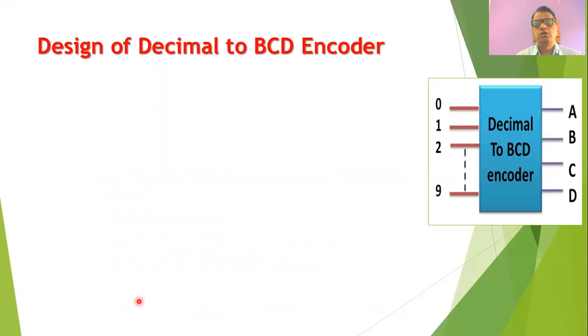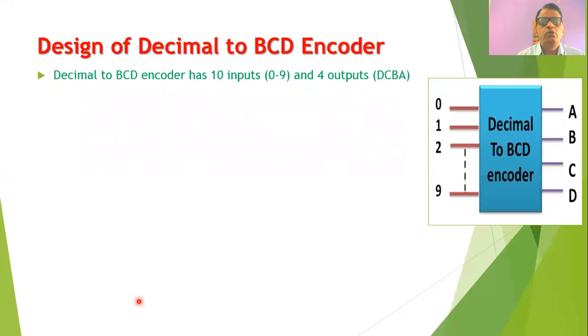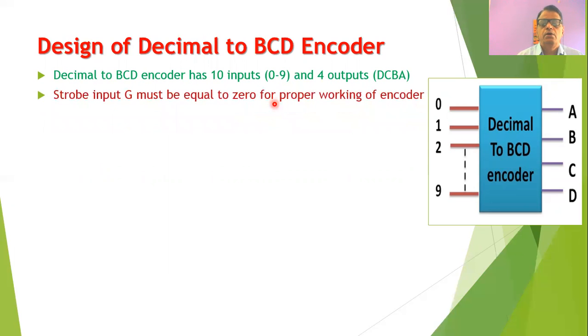Now let us go for the design of the decimal to BCD encoder. We know that this encoder will have 10 inputs and 4 outputs. Many ICs will have a strobe input or enable input, and for the proper working of this IC, it is necessary that the strobe input should be equal to 0, as it is active low.